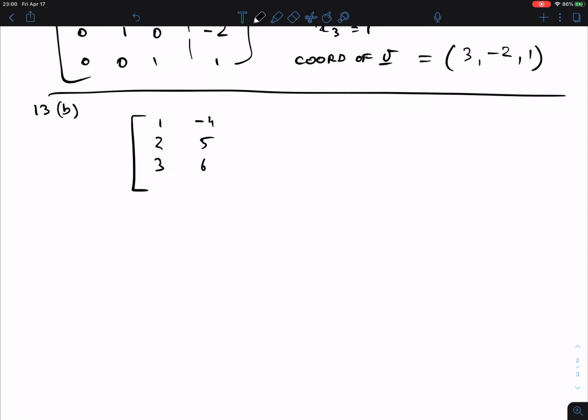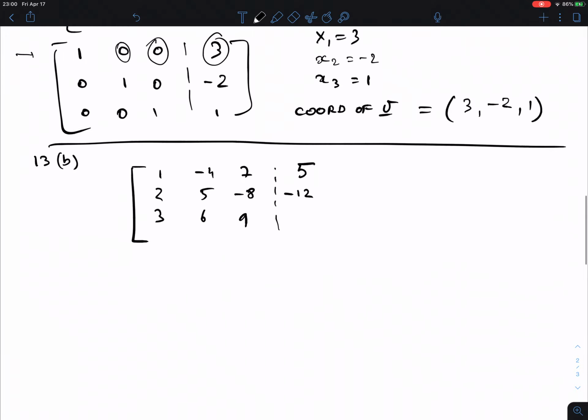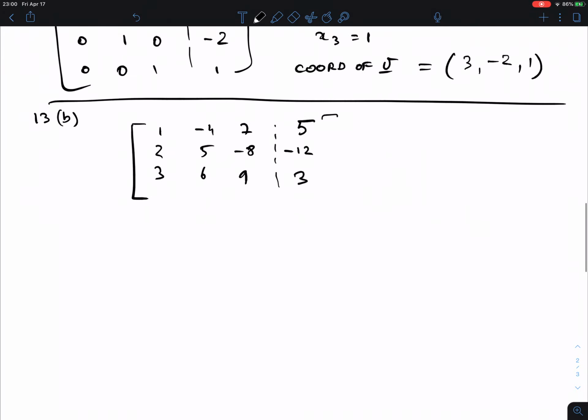-4, 5, 6, and 7, -8, 9, and the last one that we need, the v that we want to write as a linear combination, that is 5, -12, 3. I hope I covered it right here. I think I got it right. Okay, and so the same thing, right?